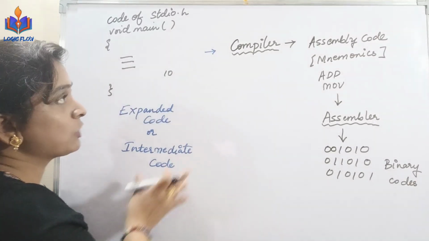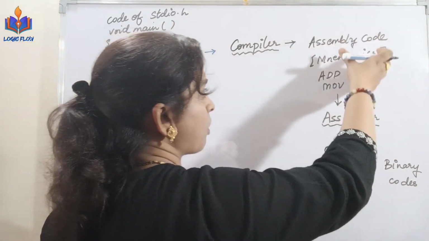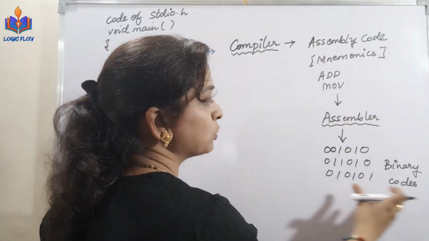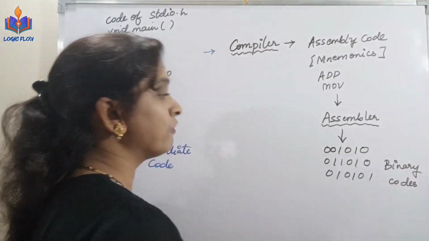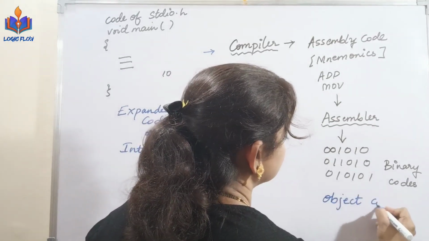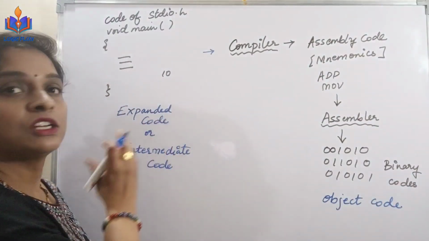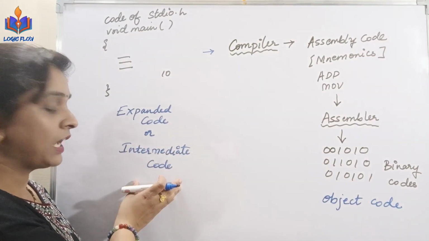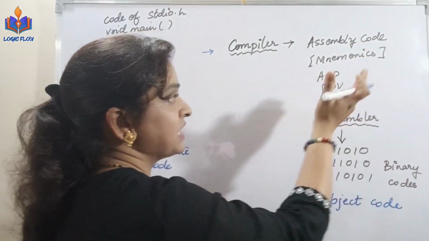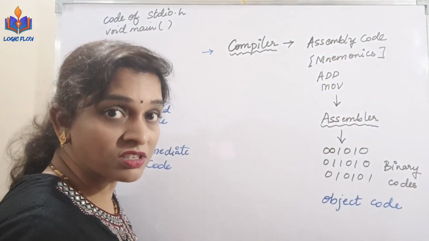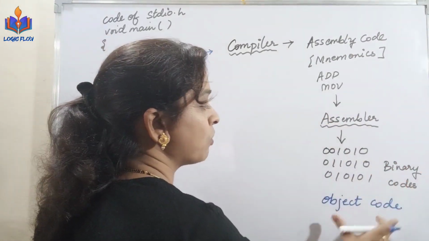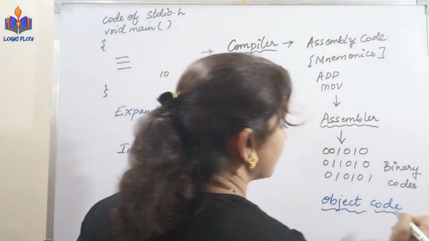So the expanded code, the intermediate code, is given to the compiler, and the compiler will come out with assembly code, and the assembly code is given to the assembler, and the assembler translates that to binary codes, and the outcome of this is called the object code. So we have the source code to intermediate code given to the compiler, and finally this is the interface that we had not seen. So that interface is here. The assembler translates to binary codes and we get the object code.